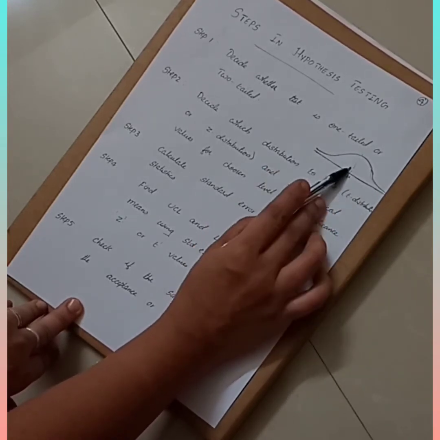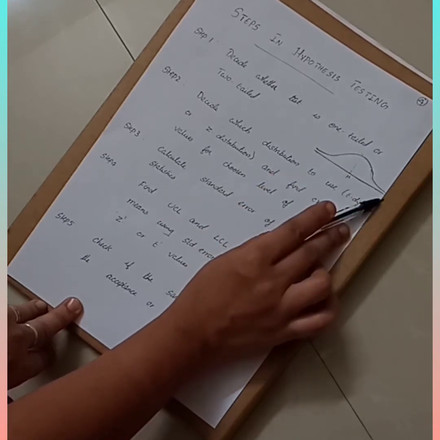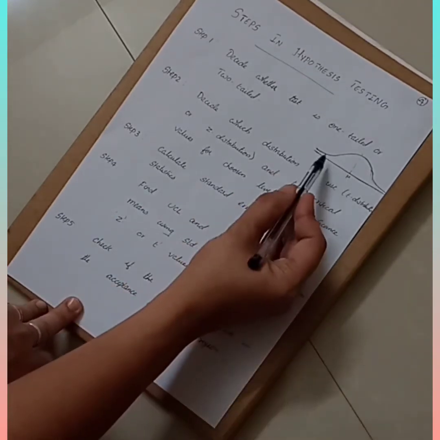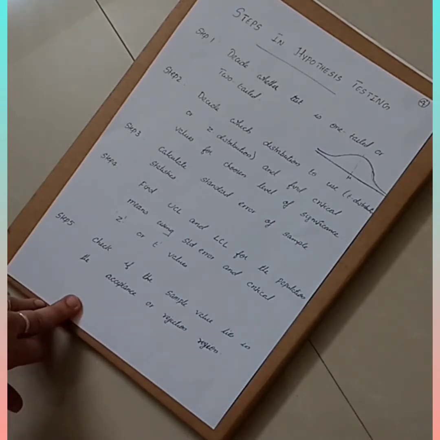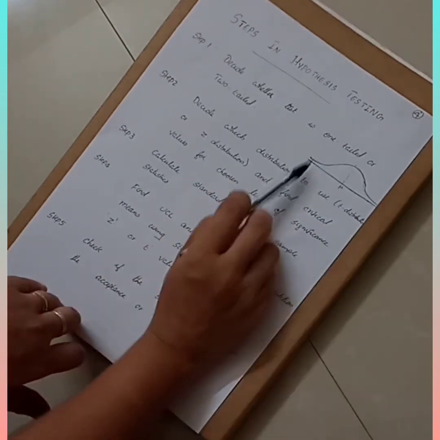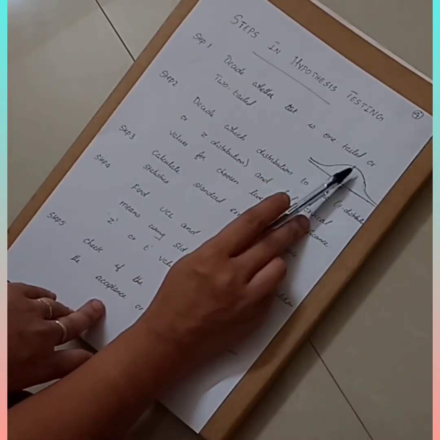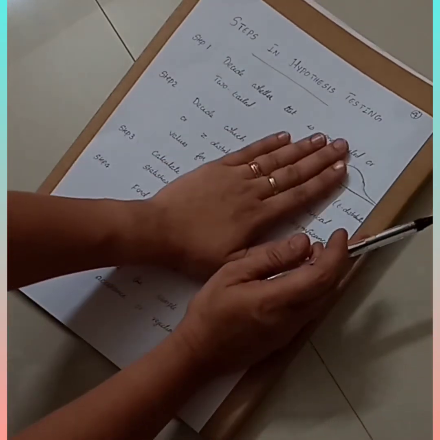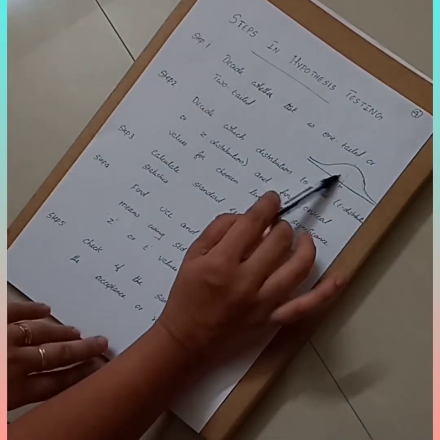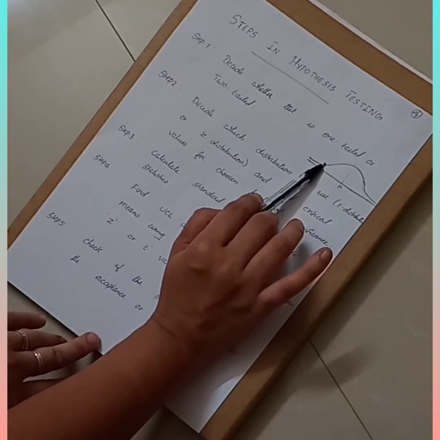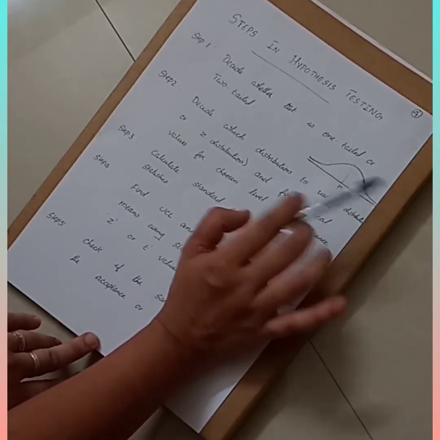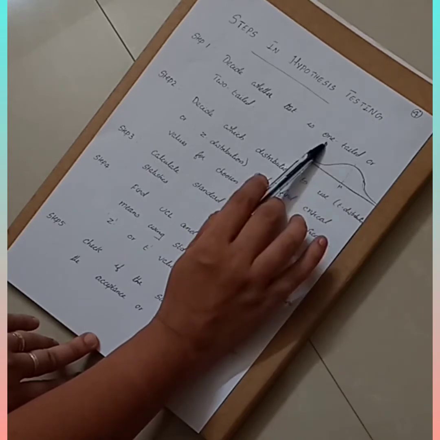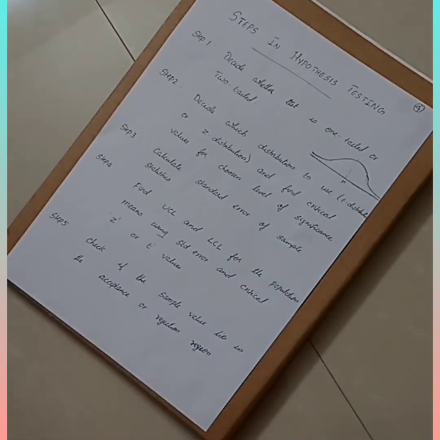That means we need to consider this region as well as this region. It can be either less than or it can be greater than. That is the alternate hypothesis. But when it comes to a one-tailed test, only one tail or only one part is opened. That means it is either less than mu or it is greater than mu. It cannot be both sides. That is called a one-tailed test. We will discuss this one-tailed and two-tailed test in detail once we start doing the problems. In the next video we will be doing problems, so you will understand it clearly.